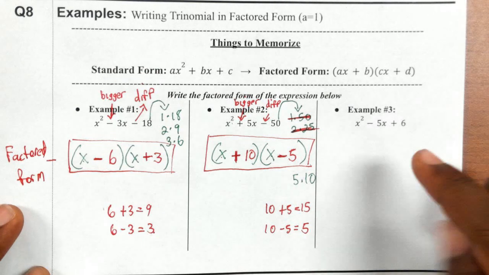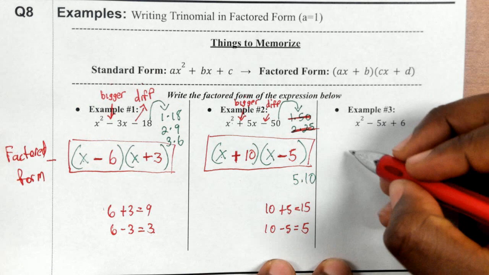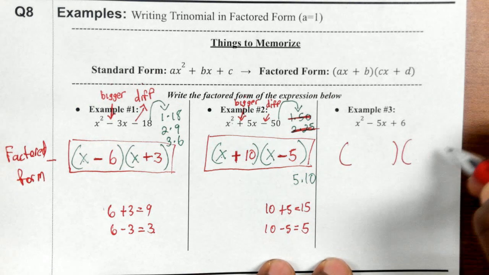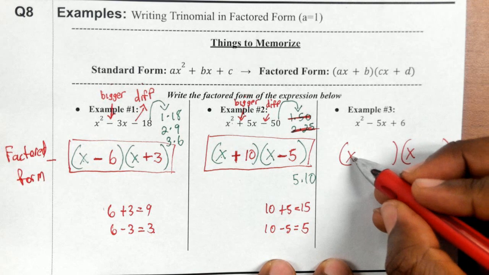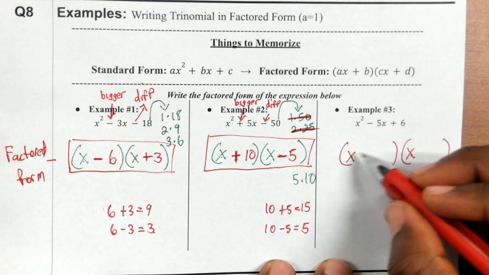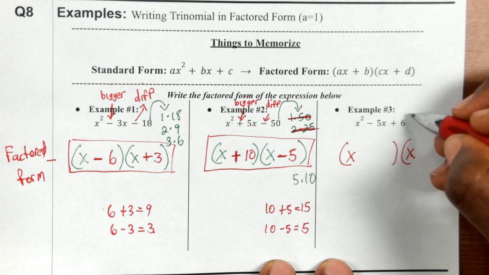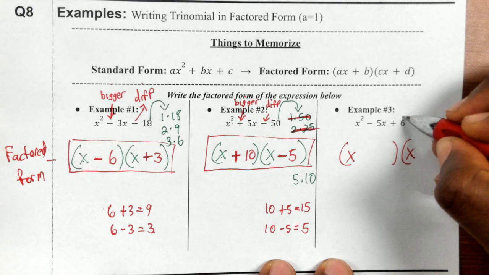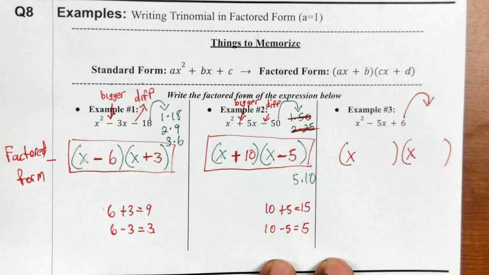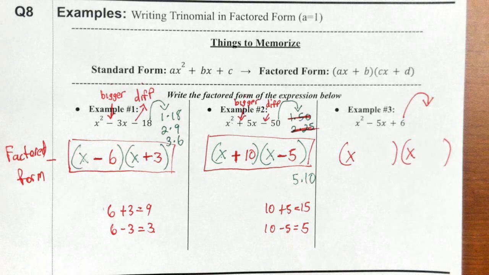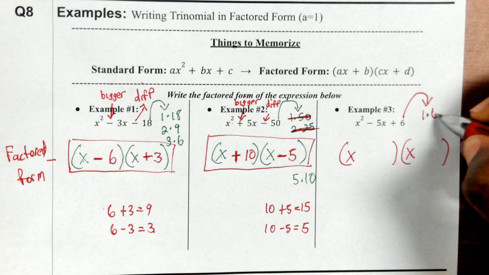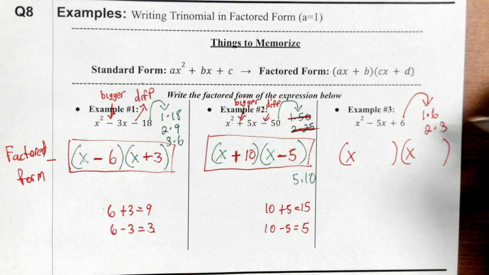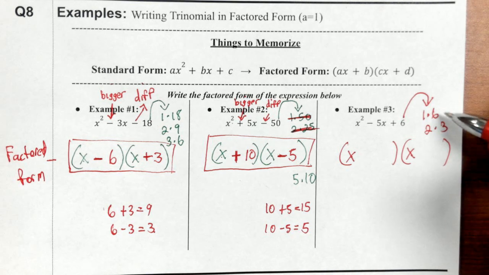So now let's do the last question. Again, factored form, two pairs of parentheses. Put your x and your x, because x times x gives me x squared. Now I need to find all the numbers that multiply together to give me 6. What gives me 6 is 1 and 6, 2 and 3. Those are the only pairs that multiply together to give me 6.